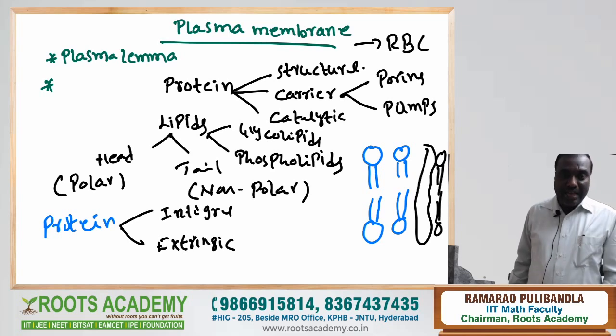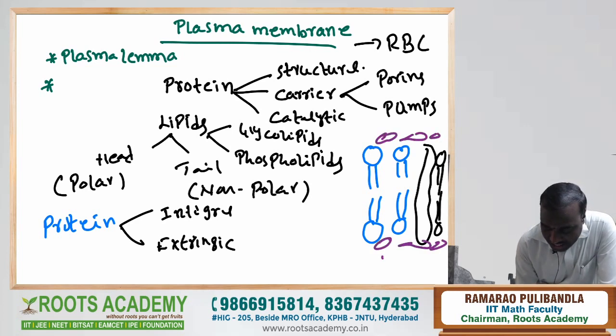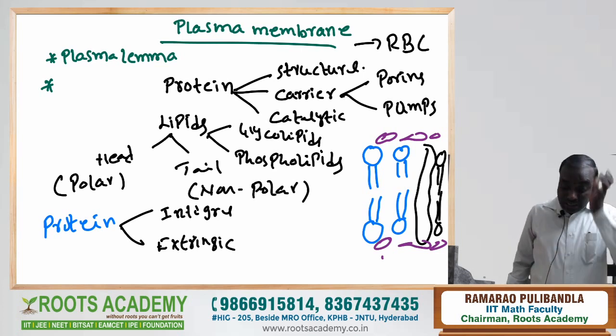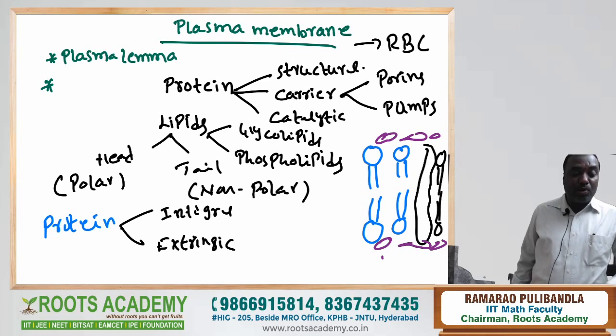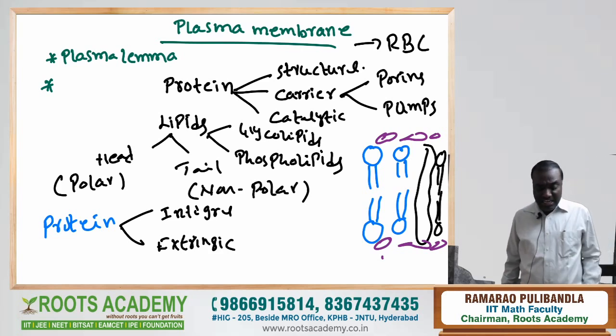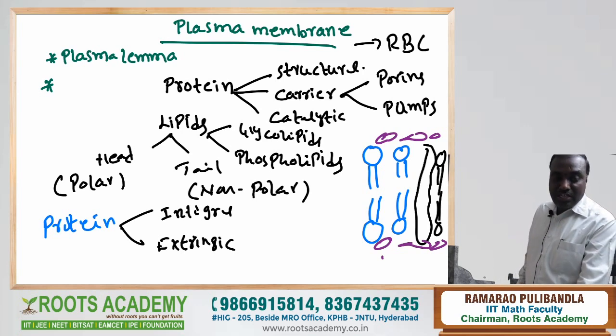Second one is the external proteins. These external proteins are located on the surface, just the external surface. So the external proteins are located only on the external surface. These external proteins are easily removable. So based on the nature, the proteins are of three types.